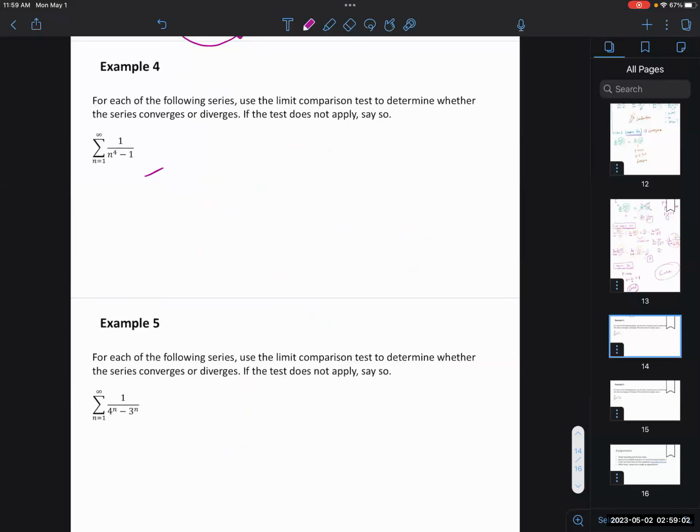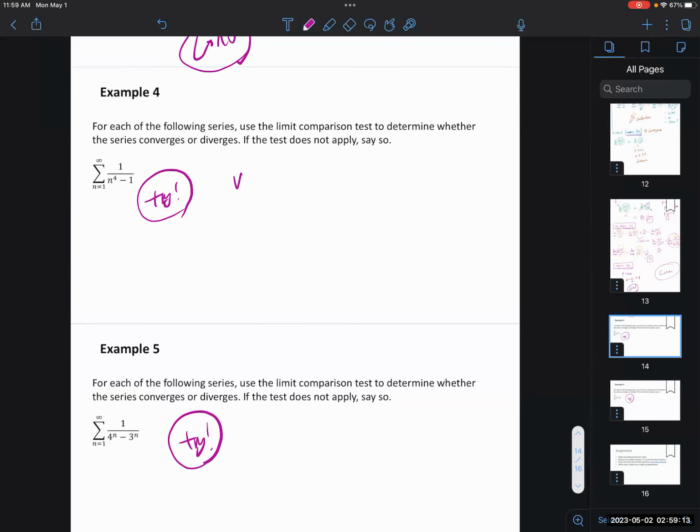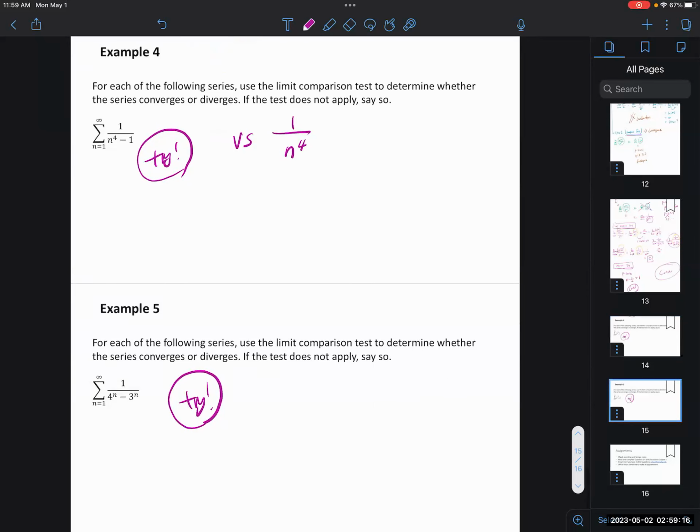I will skip this one. You can try those two questions. I think you could use either the comparison test or the limit comparison test. In this question, you want to compare with 4 to the n. So check it out, what are you going to get? So far, we have talked about the divergence test, integral test, p-series test, geometric series, comparison test, and the limit comparison test. You're going to utilize one of them to find out whether the given series converges or diverges.